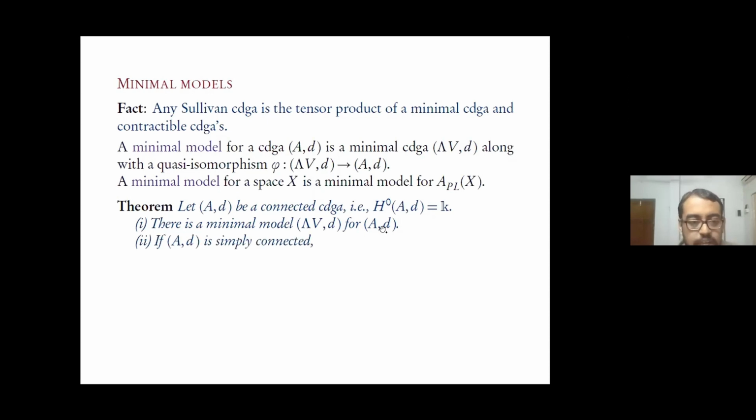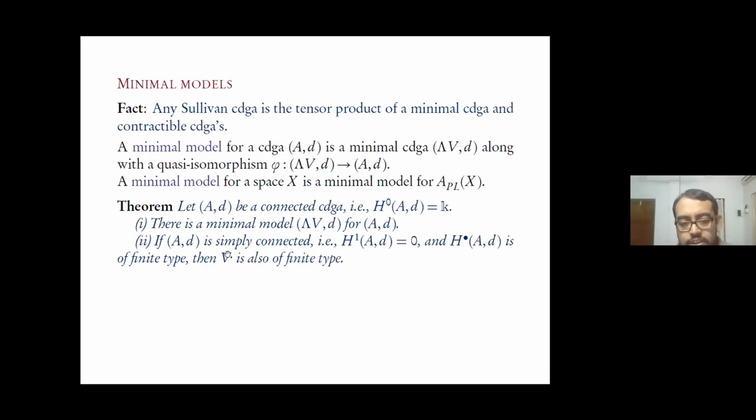That's the first claim. The second claim is if (A, d) is simply connected. So you might say, what is simply connected? Well, simply connected means the first cohomology is 0. This is analogous to what happens at the level of spaces, but this is an algebraic condition. And if H^k(A, d) is a finite dimensional vector space, that's all. Whenever I say something is of finite type, each of the pieces is of finite dimension. So if it has this property and each of the H^k(A) is finite dimensional, then the V that you get is also of finite type, meaning each of the V^k's is also finite dimensional. So that's what you conclude.